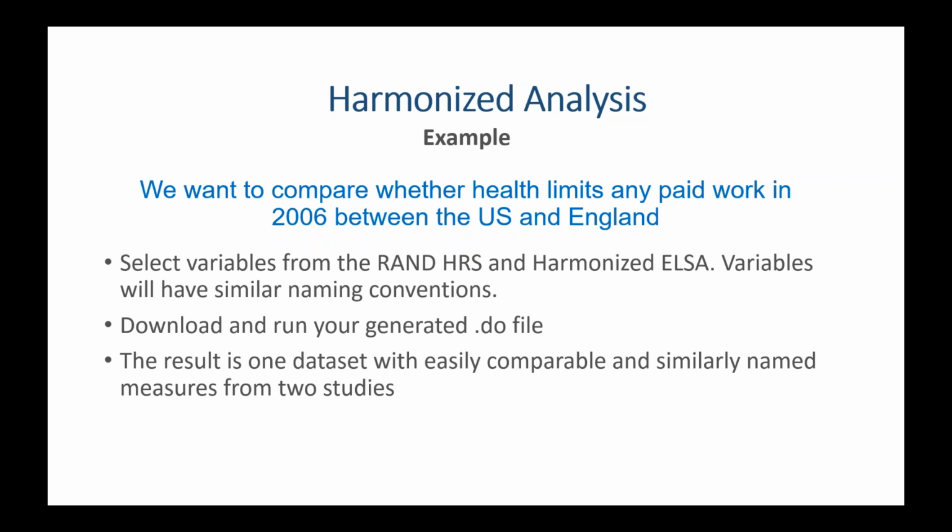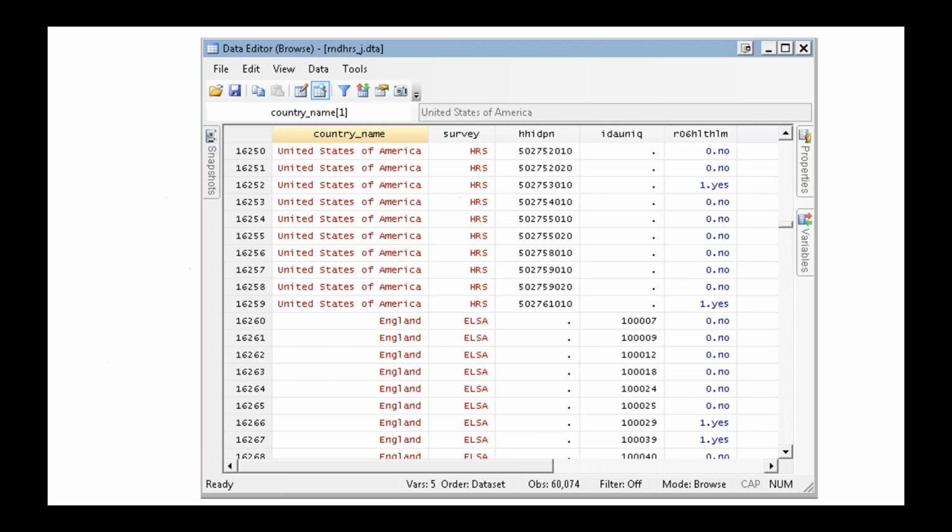So let's go back to that example analysis and let's look at what if we did this using harmonized data instead. So let's say we want to still compare whether health limits any paid work in 2006 between the US and England. And so we're going to use the RAND HRS and the Harmonized ELSA, so these harmonized data sets. So we know that they're going to have similarly named conventions, and if we download a do file, the result is going to be one data set with easily comparable and similarly named measures from the two studies.